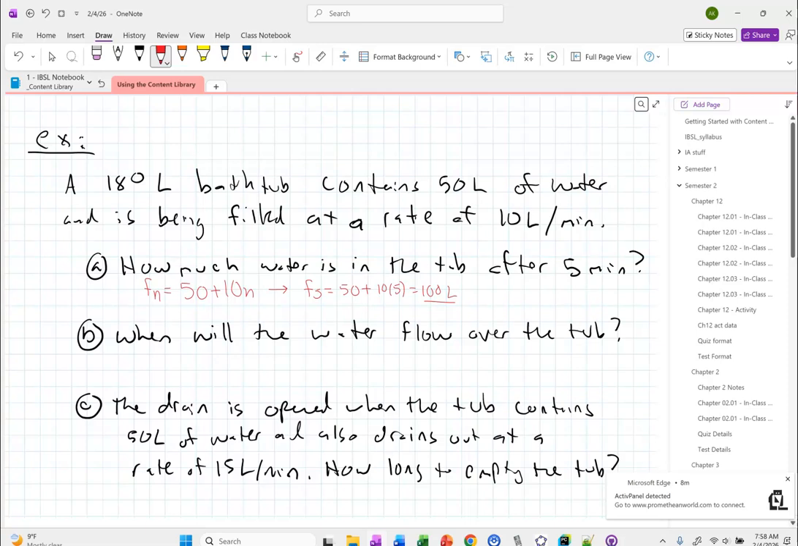When will the water overflow the tub? How much water can the tub contain? 180. So I would plug in 180 for my term value. And then I'm going to be solving for n, the term number, which is the same thing as the number of minutes. So when I do that, I get n equals 13. So how would I answer this? Be a little bit careful here on how you're phrasing this.